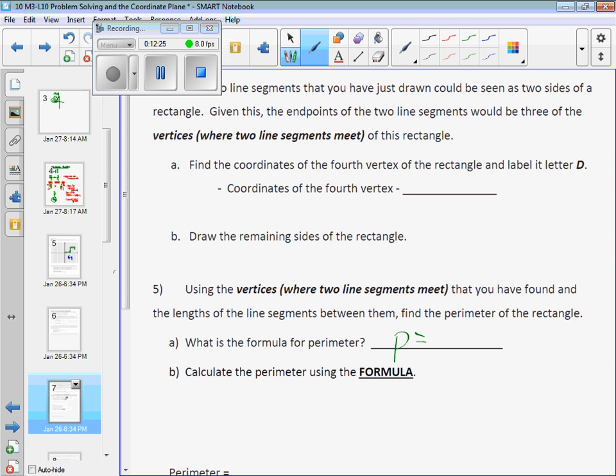Remember, guys, how many sides are there in a rectangle? So you got to add 4 things. And I'm going to make it simple. Side plus side plus side plus side. Okay?